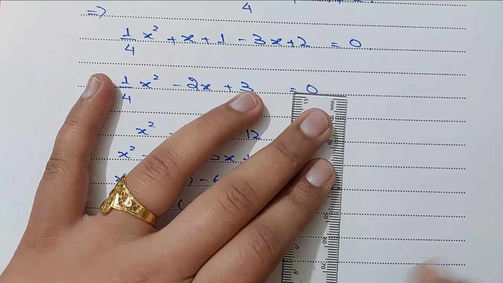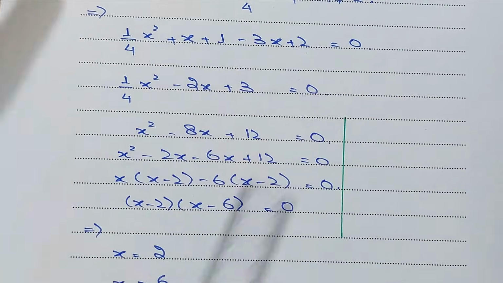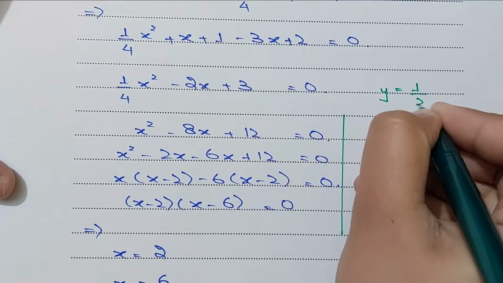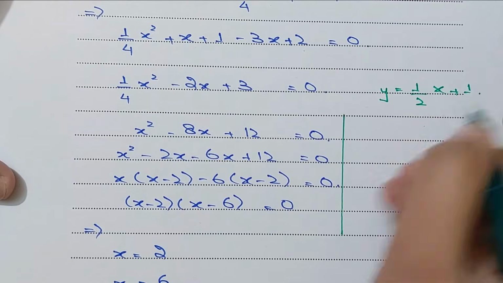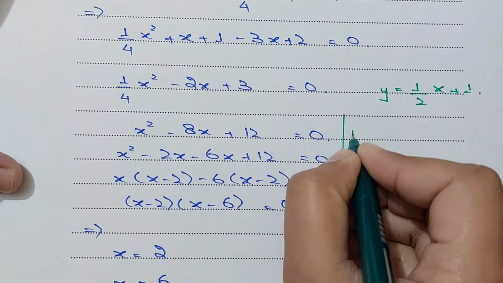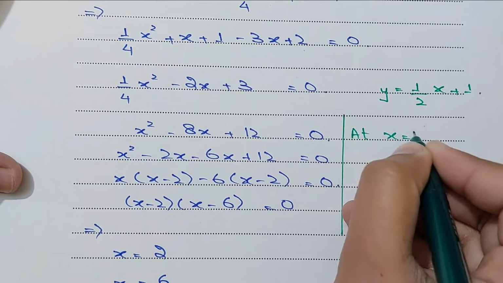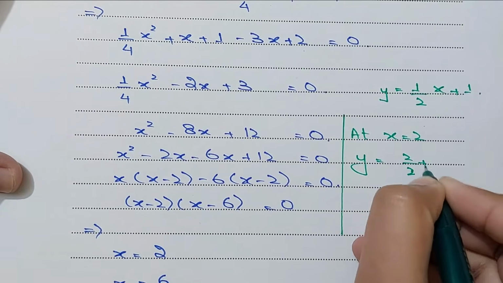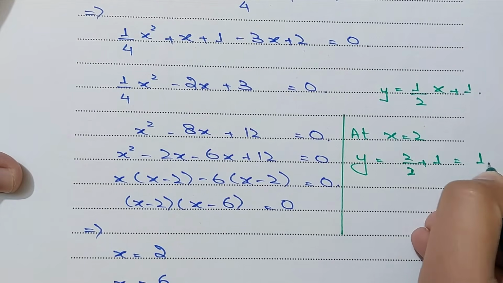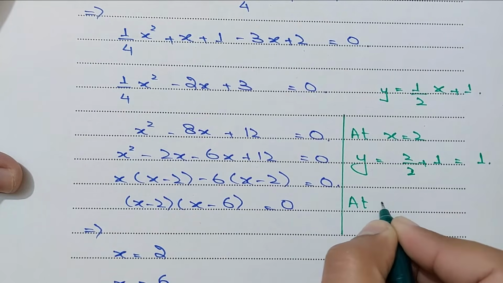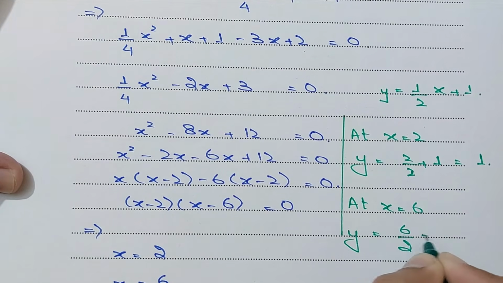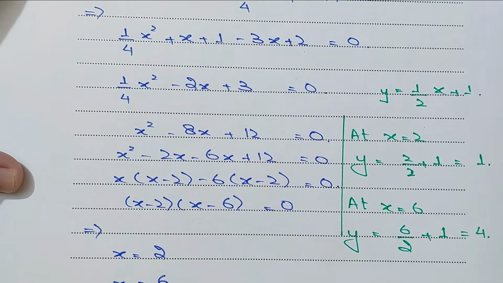If I draw the line, okay, so y is half x plus 1, right? At x equals 2, y is 2 by 2 plus 1, 1 plus 1, which is 2. The next is at x equals 6. y is 6 by 2 plus 1, 3 plus 1, which is equal to 4, right?